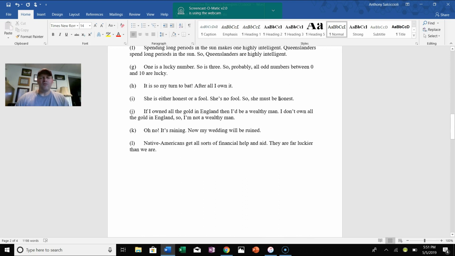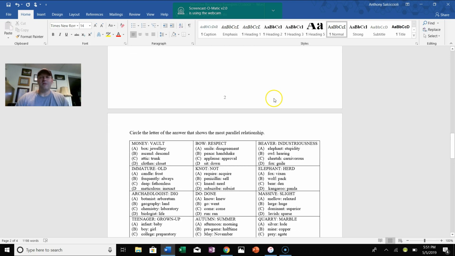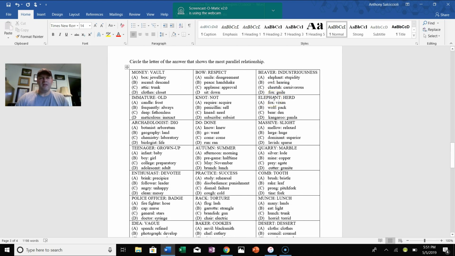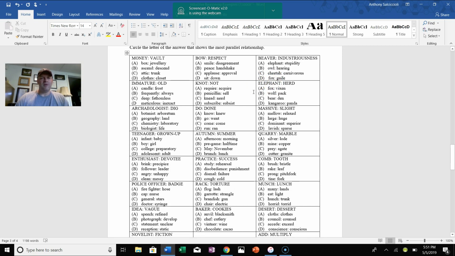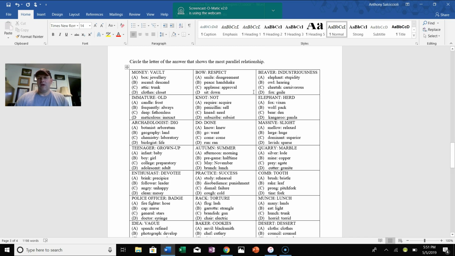And then the next part of the drill, this was a tough part, is finding connections to these words using logic. So I'm just going to do one of these because I want you to really dig deep into this. So money is to vault what box is to jewelry, ascend is to descend, attic is to trunk, clothes is to closet. So let's see. Money goes in a vault.